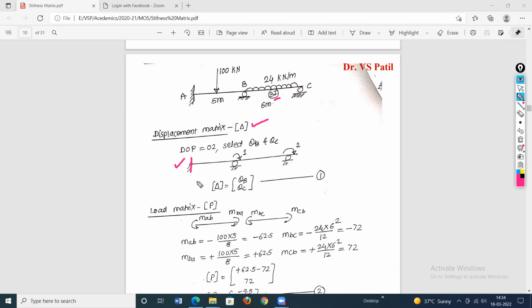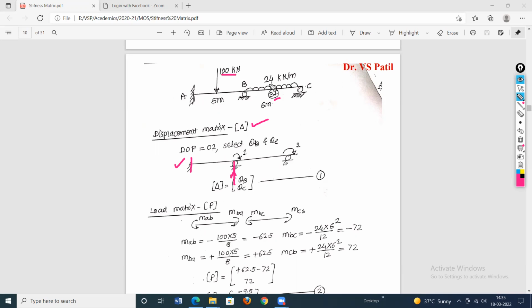Therefore, at a fixed support, possible displacement is equal to 0. The fixed support degree of freedom is always equal to 0. B support is a roller support, where the only possible displacement is rotation, because a roller support offers only a vertical reaction, and therefore vertical displacement is not possible. But horizontal displacement is also not possible.